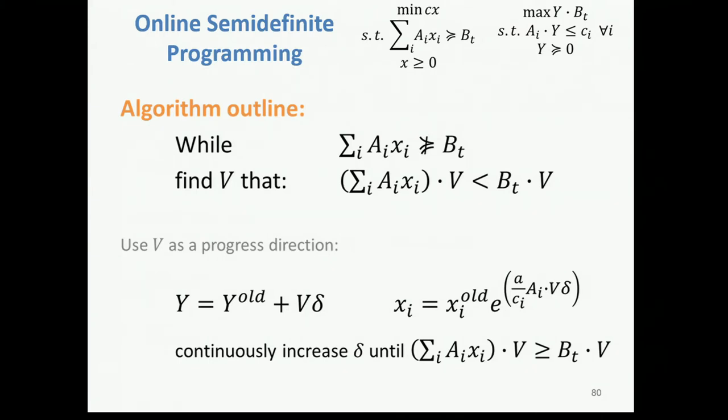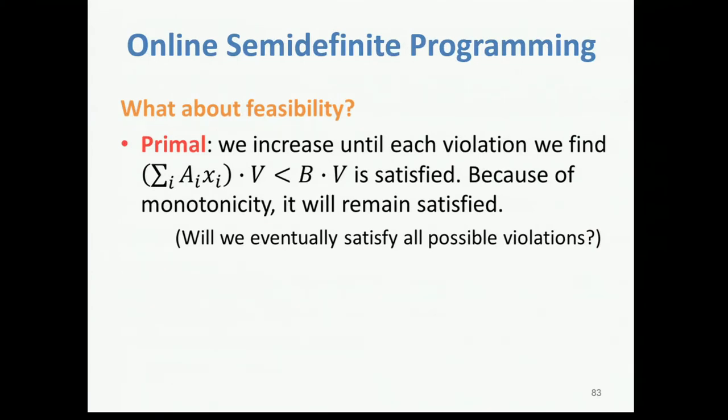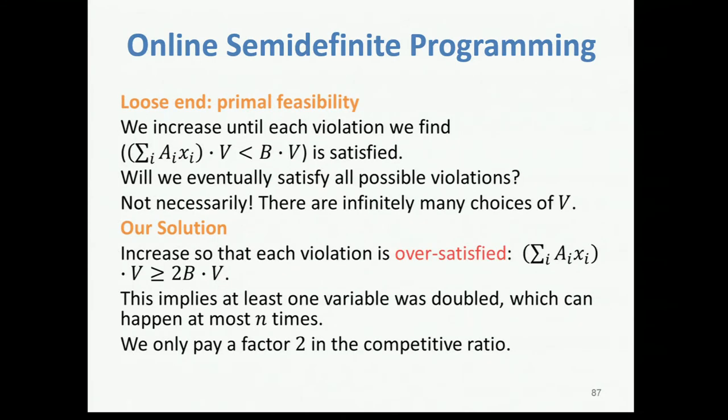This kind of update guarantees a logarithmic competitive factor, but the issue is whether this process will terminate, because we satisfy matrix V, but then there might be some other matrix which is not satisfied, and so on. One observation is that the trick is that we over satisfy the constraint, and that will guarantee termination within at most n steps, and with a factor of two in the competitive ratio.